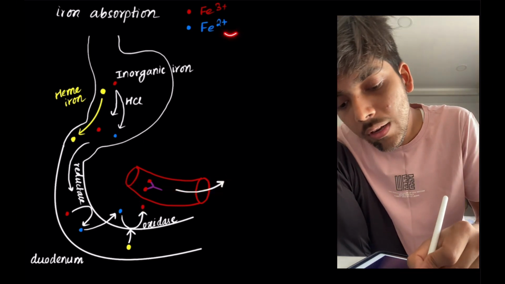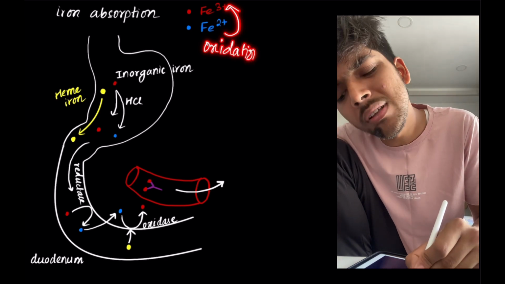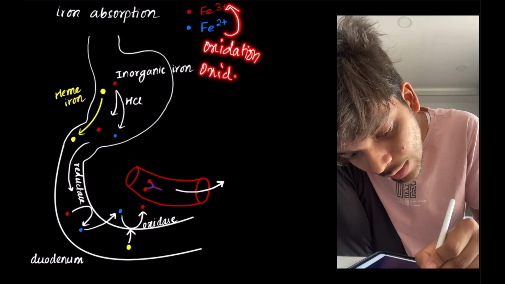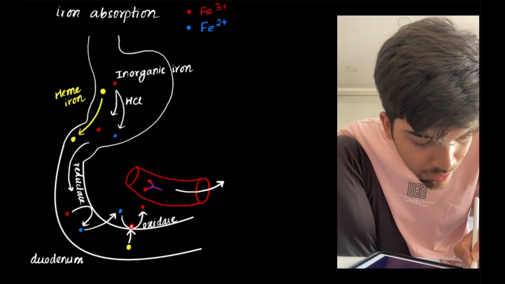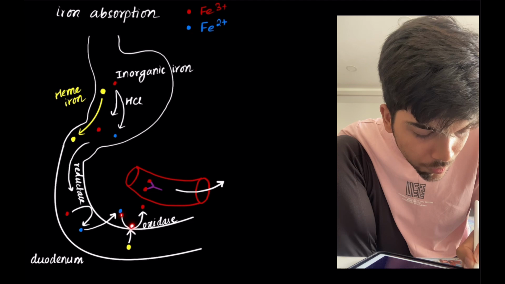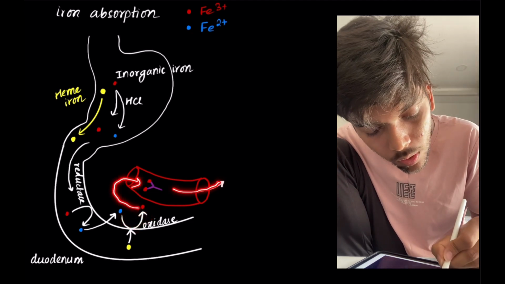So to convert ferrous into ferric, what should take place? Oxidation should take place. What type of enzyme do you require? Oxidase enzyme. So you have oxidase enzyme outside. This oxidase enzyme converts ferrous into ferric, and then this ferric is transported through your blood.